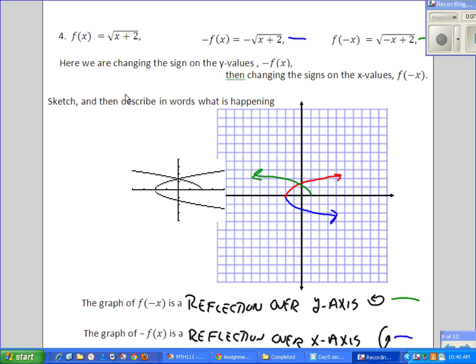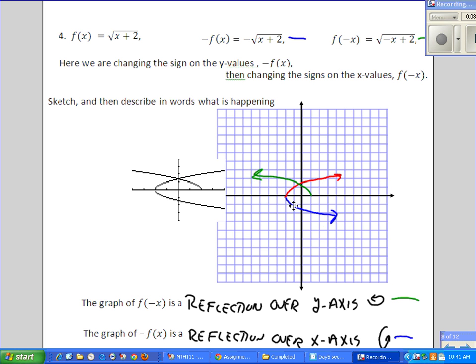Okay. Square root of x plus 2. I went with a little bit more complicated looking basic function here to flip around, just to make it a little easier to see what's happening. What I want to look at is what happens if I take the function, multiply it by a negative, and compare that to if I go inside the function and replace the x with a negative x. So we're changing the y values to the opposite values, and we're changing the x values to opposite values of x. So the red line here is my basic square root of x plus 2.